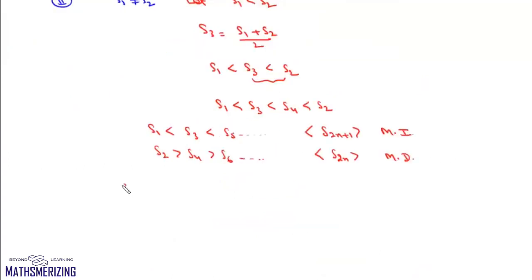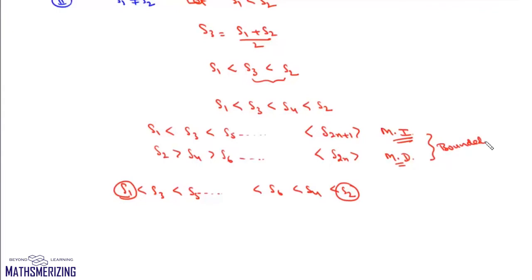Now we look at these two sequences. S1 is less than S3, is less than S5, and will be less than S6, S4, S2. Both the sequences lie between S1 and S2. So both these subsequences are monotonic, and these two sequences are bounded. Now since these two subsequences are monotonic and bounded, both of them will converge.